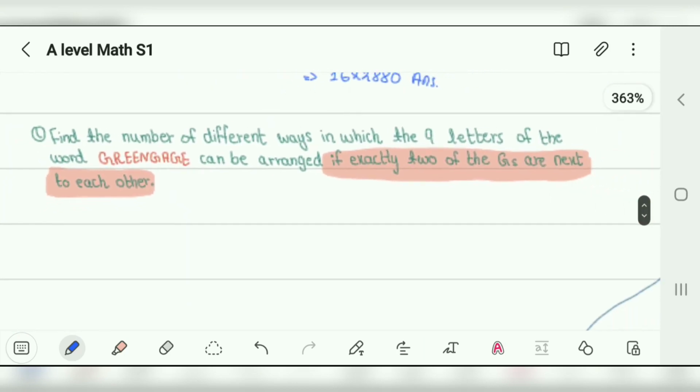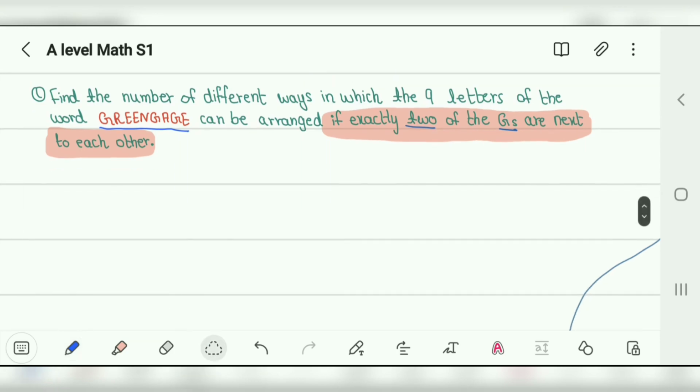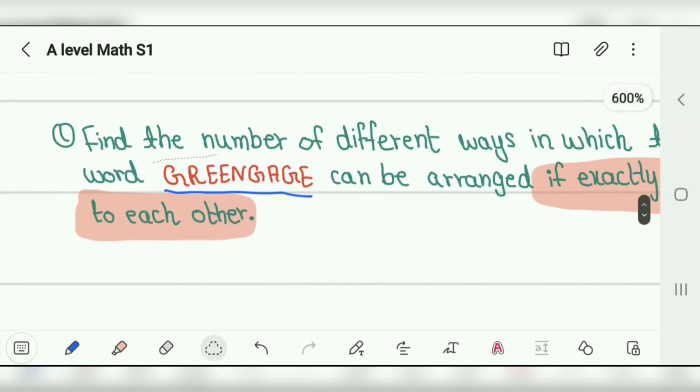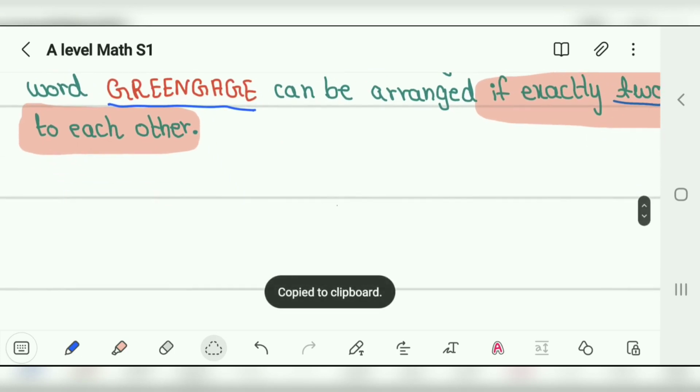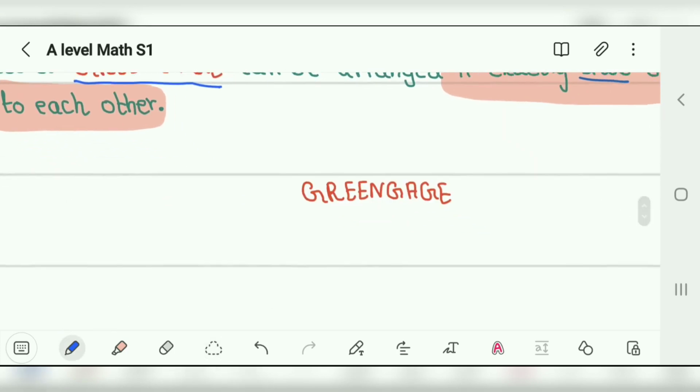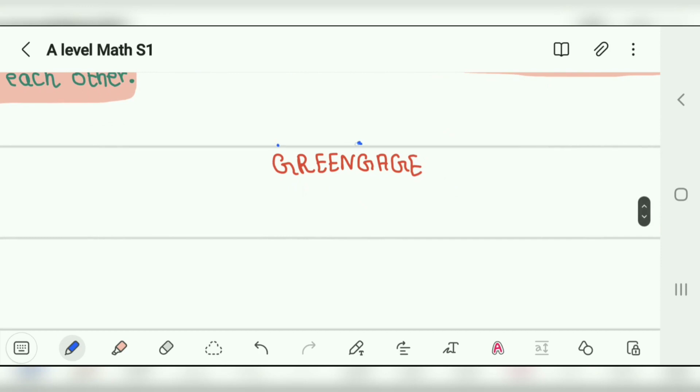Find the number of different ways in which the 9 letters of the word GREENGAUGE can be arranged if exactly 2 of the G's are next to each other. Exactly 2. Okay, so this is a very simple question. We have 3 G's and we have 3 E's.